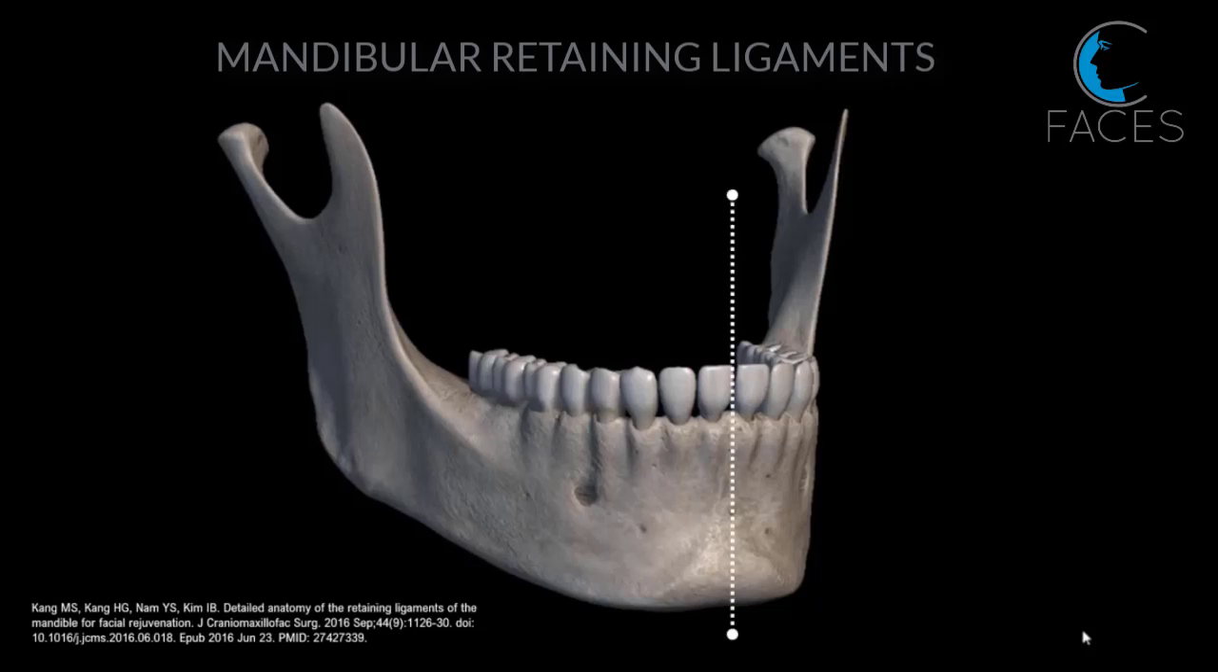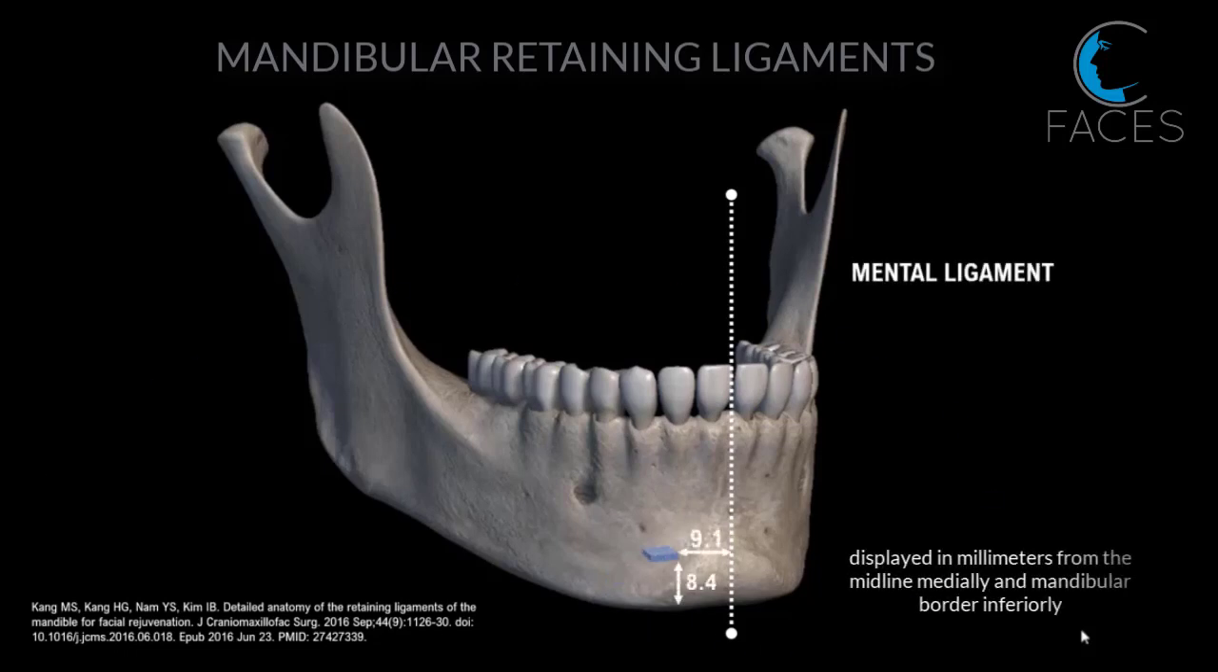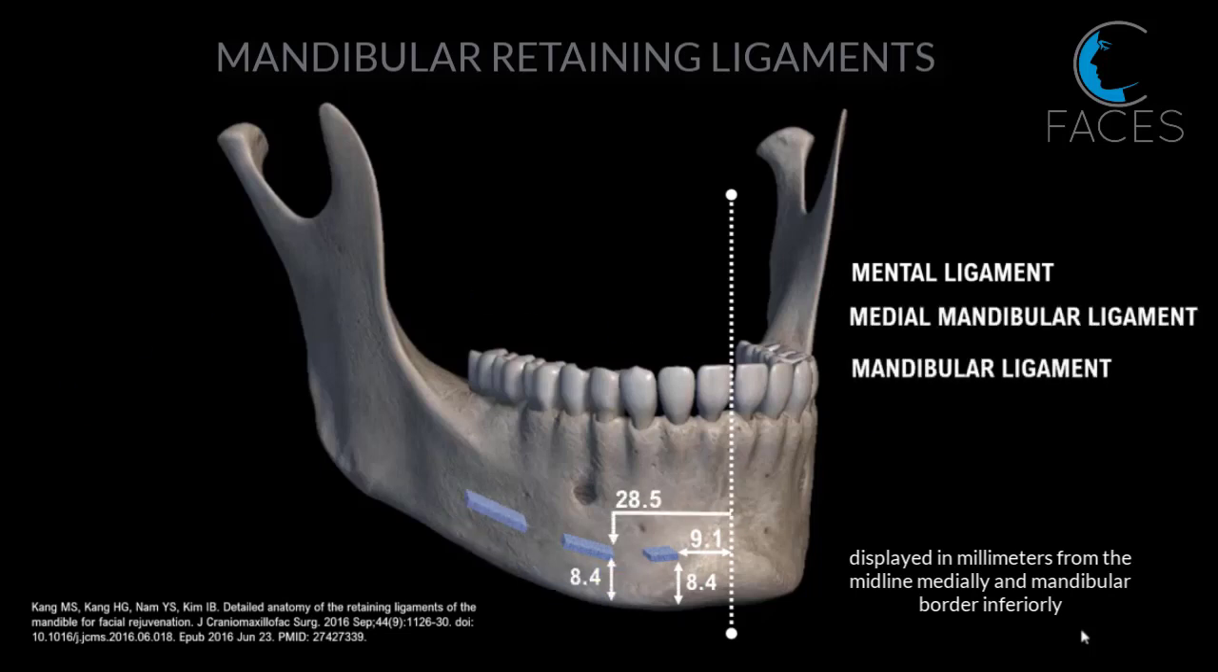This paper reported 3 separate ligaments, and I'll show the location and name of each of these ligaments and display the average morphometric location found in that paper. The first is the mental ligament. The next is called the medial mandibular ligament, and the final is referred to as the mandibular osteocutaneous ligament.